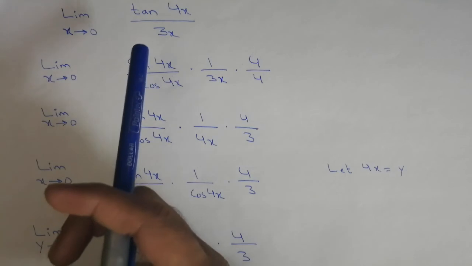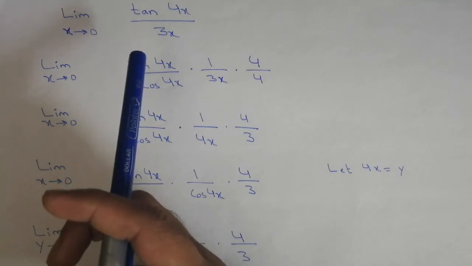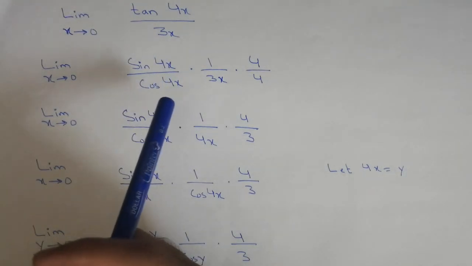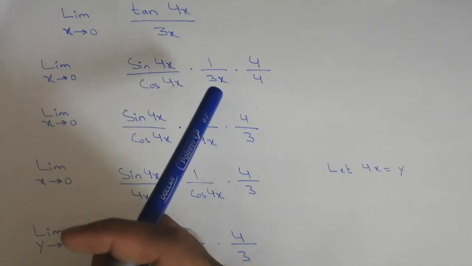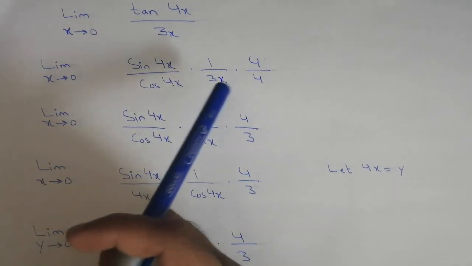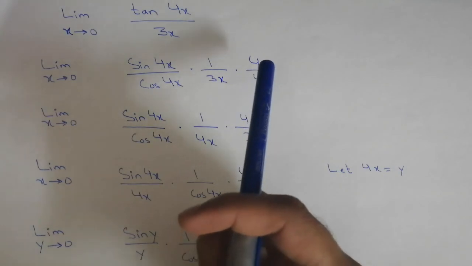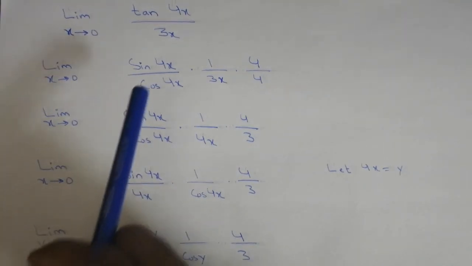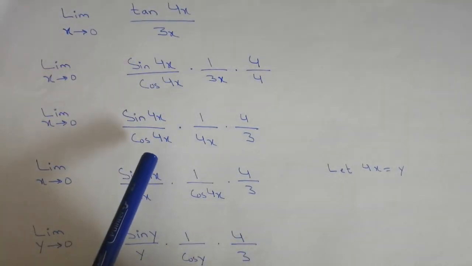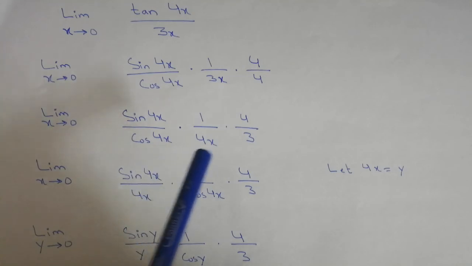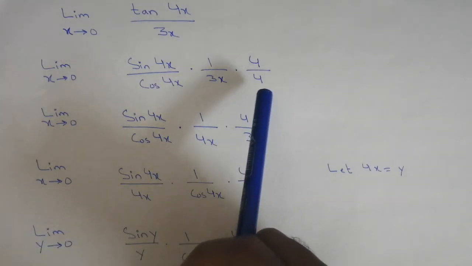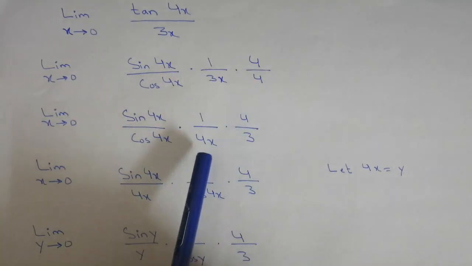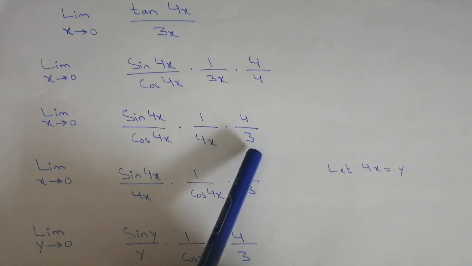So we know that tangent is equal to sine divided by cos. So tangent 4x can be written as sine 4x divided by cos 4x. And 1 divided by 3x can be written like this, and we are multiplying and dividing with 4, so 4 divided by 4. So sine 4x divided by cos 4x will be same as it is. Now here you can see that if we bring this 4 over here and 3 over here, it will be equal to 4x into 3.